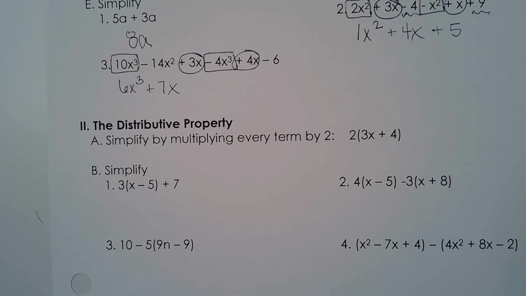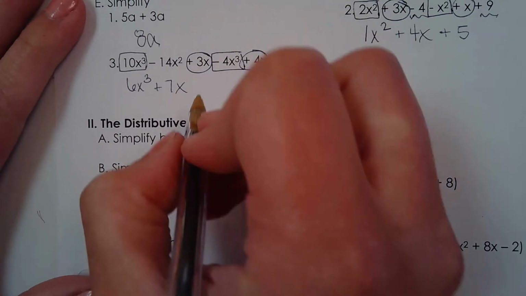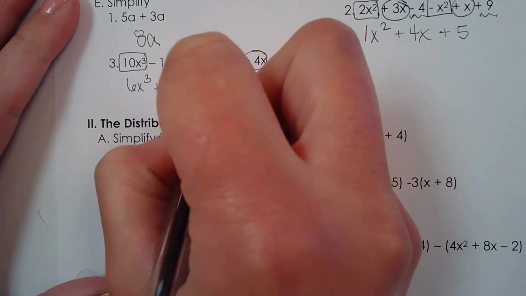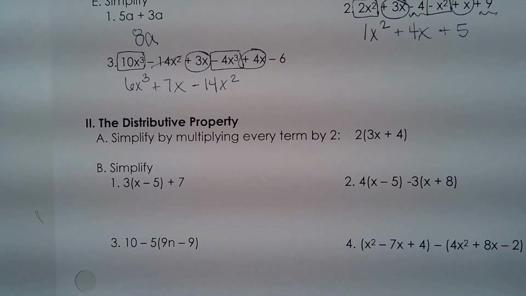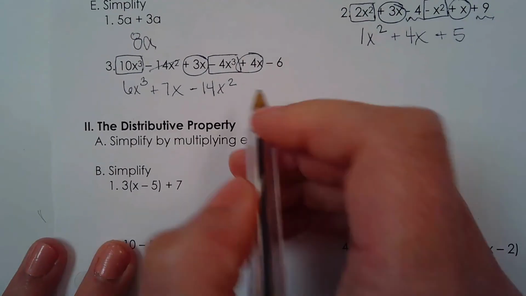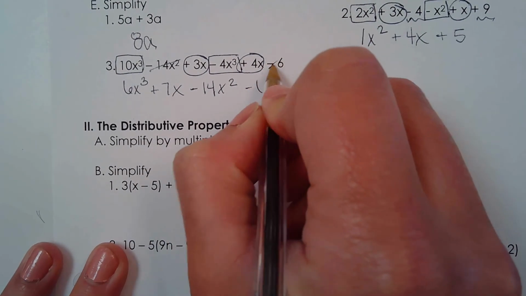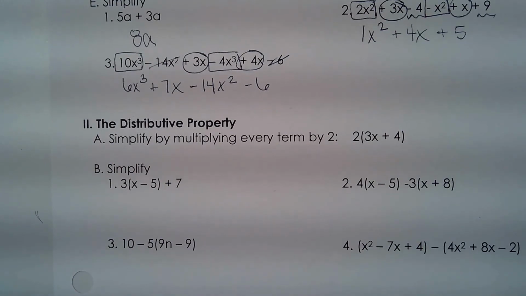Oh, wait. Hold on. Can we just leave it off? What do we do? Just put it in there. Just copy it down. So you still have to have that negative 14x squared. There's nothing we can combine it with, and that's okay, but you can't leave it out of your answer. Is there anything else we still need? That negative 6 as well. Questions? All right.